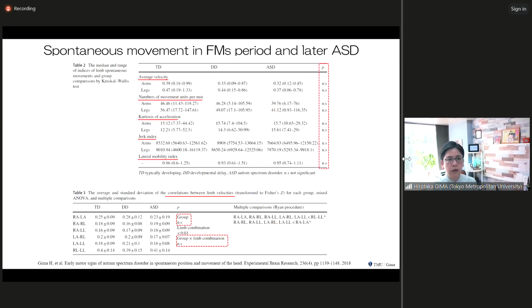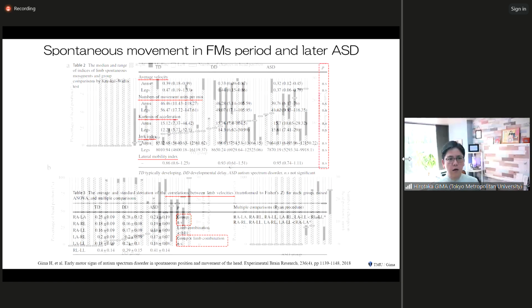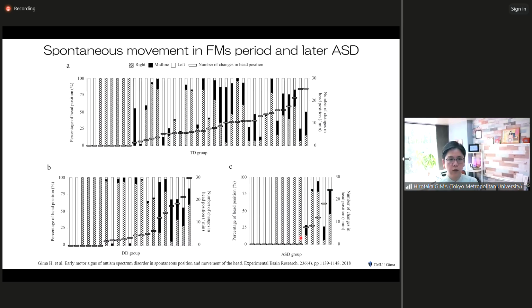As a result, none of the indices or characteristics of limb spontaneous movements we examined were related to later ASD. Therefore, we focused on other spontaneous motor characteristics. We analyzed the spontaneous movement of the neck, and we calculated the values of percentage of midline head position and number of changes in head position.